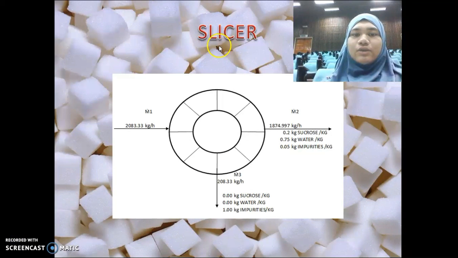So the first unit we use is the slicer. We put 2083.33 kg per hour as our feed from the beet. And then we have two output streams. M.2 is 1874.997 kg per hour that contains sucrose, water, and impurities. For the M.3 stream, we have 208.33 kg per hour that only consists of impurities.